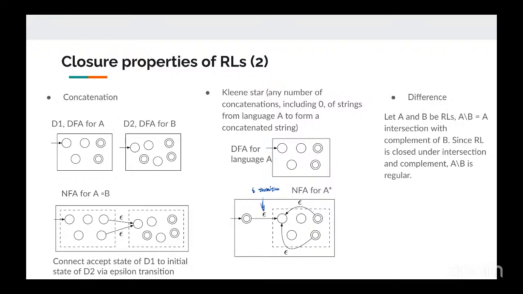Okay. Difference. So if we have A and B, which are regular languages, and we want to compute the difference, we can actually just use set theory to modify A set difference B to become A intersection with the complement of B. Okay. And we know intersection and complement are closed for regular languages. So set difference is also closed for regular languages. Okay. So that's a quick crash course on regular languages. We'll move on to fooling sets.